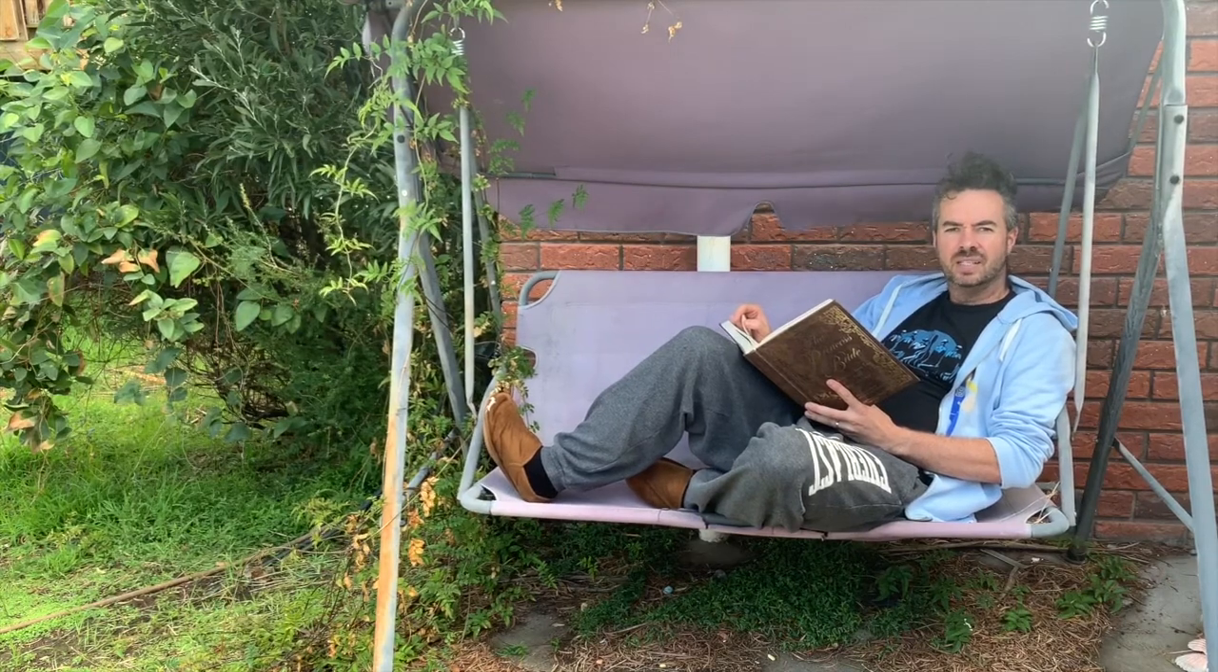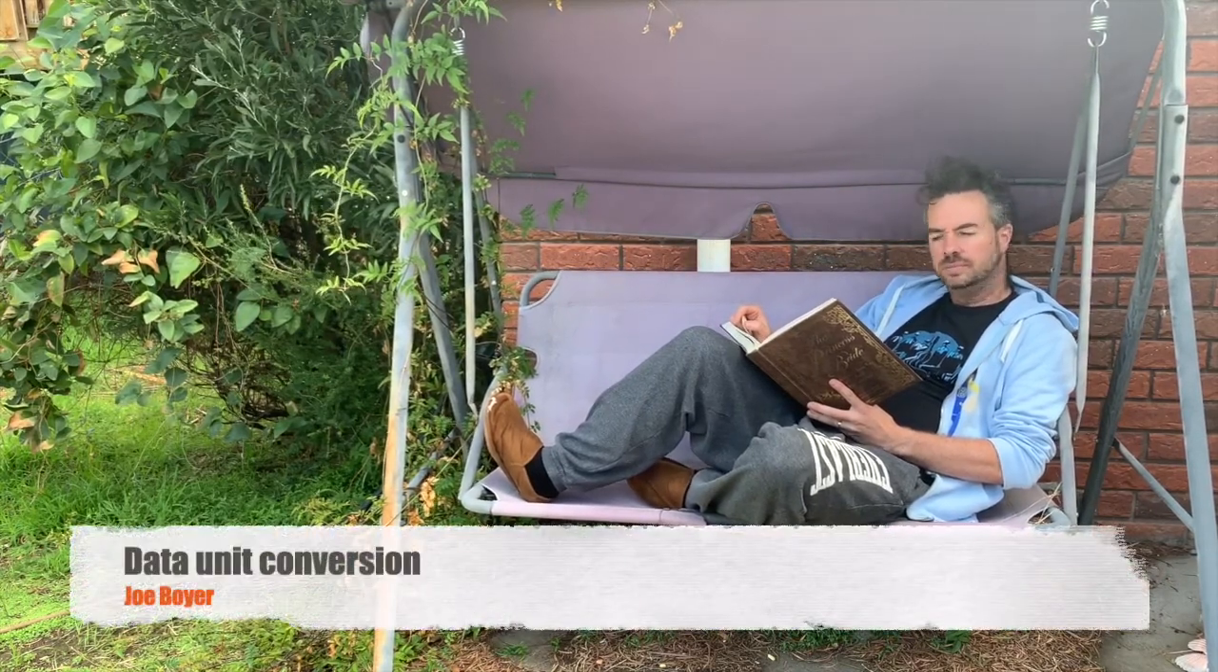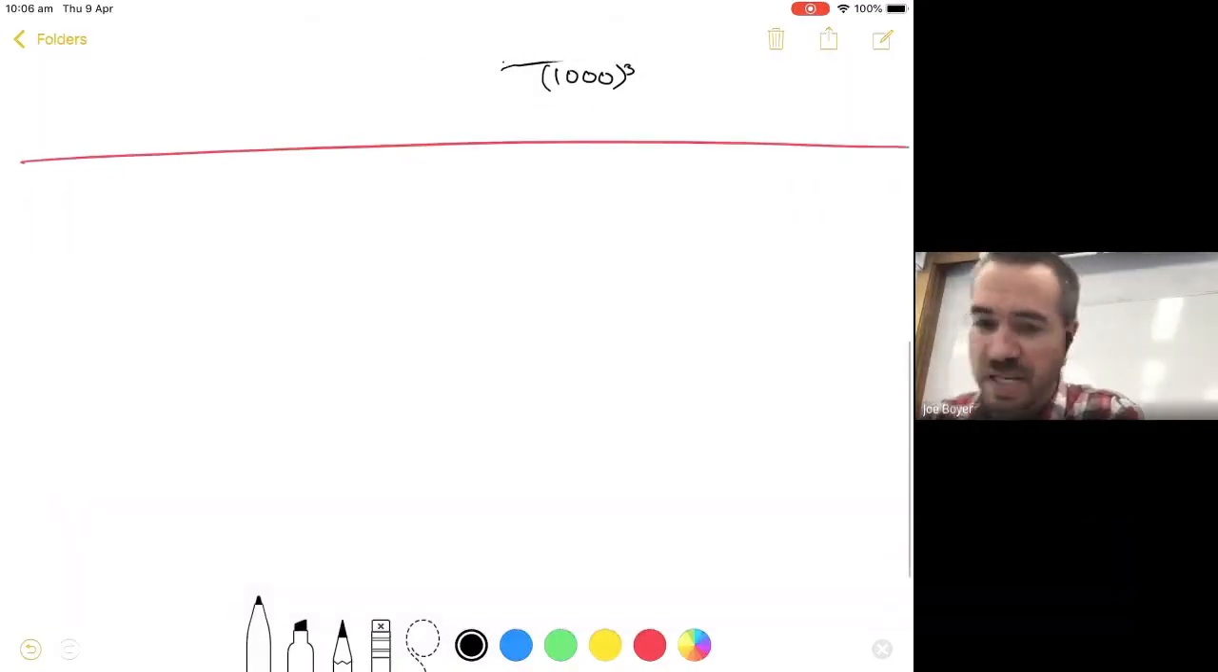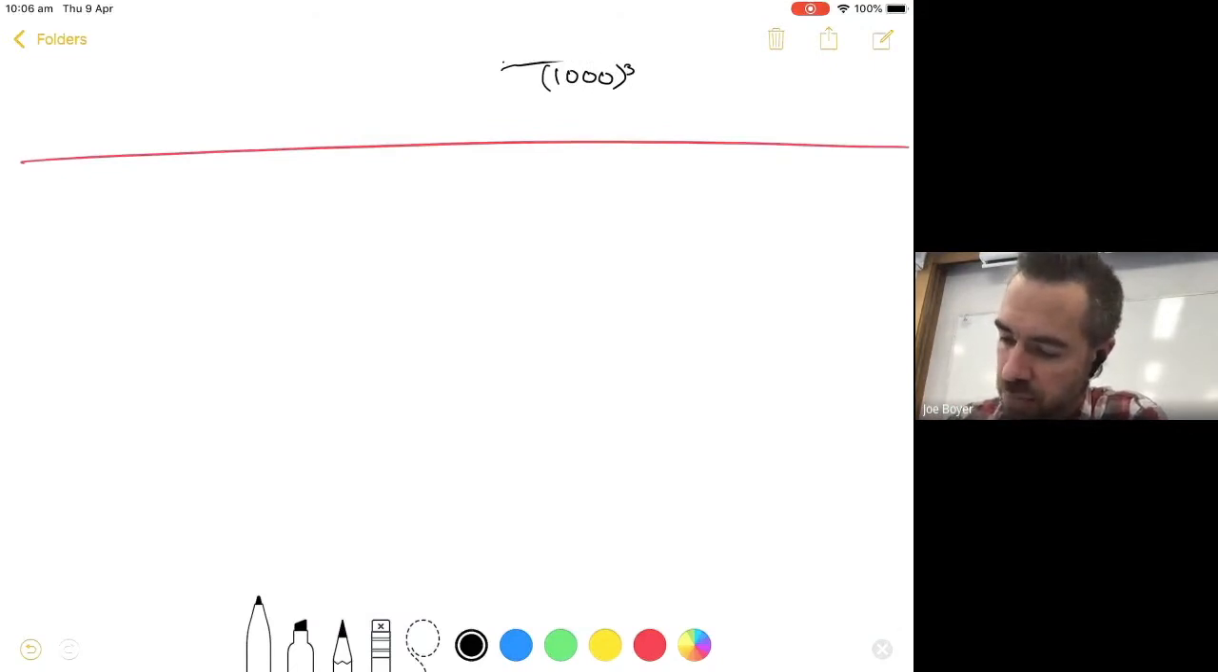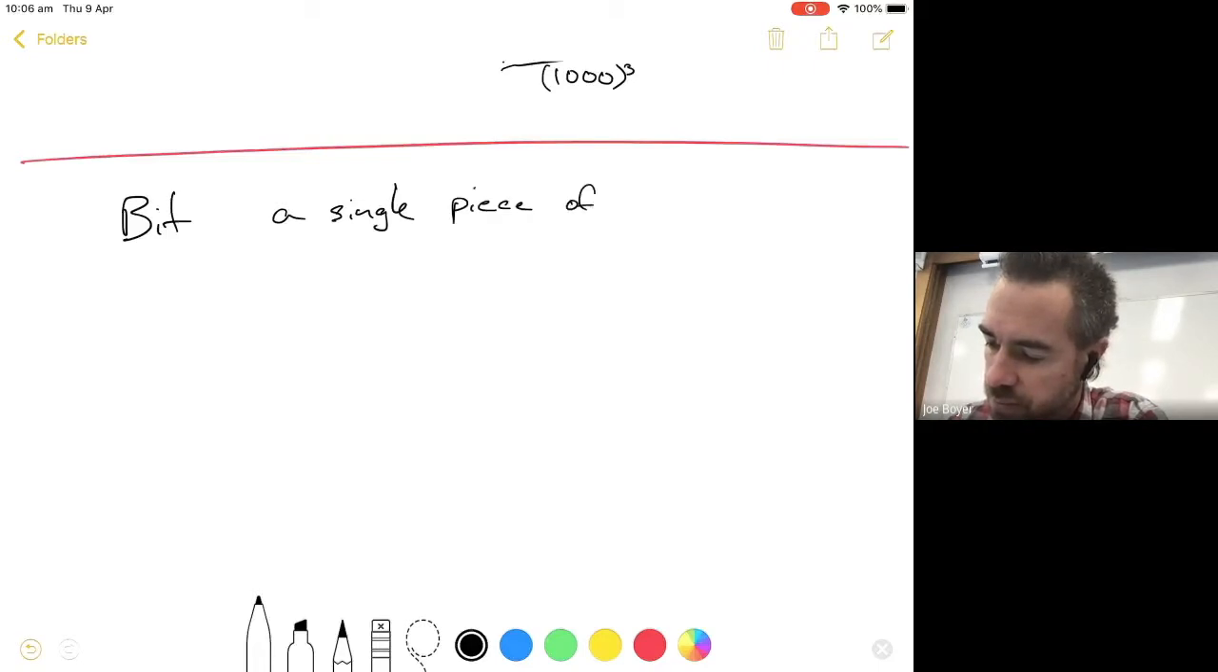Today's topic is data unit conversion. In terms of names, we're starting with our most basic definitions here. What is a bit? A bit in computer science is a single piece of binary data, which can essentially be a 1 or a 0.